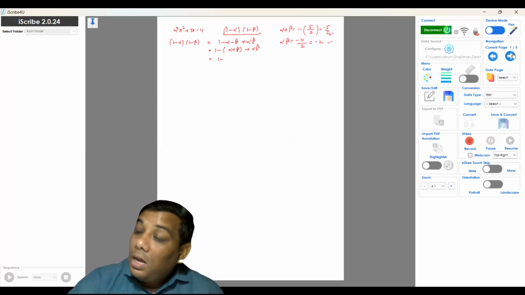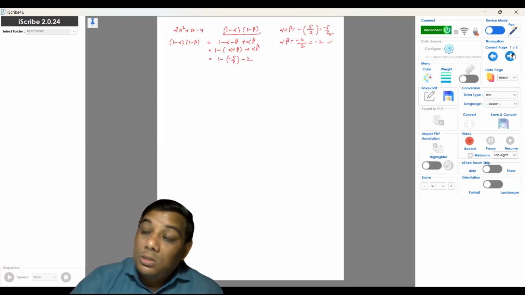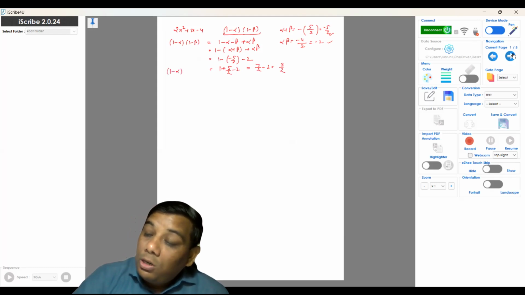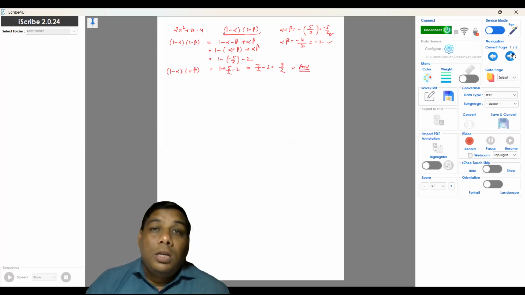Now replace all these values. 1 minus alpha plus beta is minus 5 by 2. Alpha into beta is minus 2. Then 1 plus 5 by 2 minus 2. Now it will become 7 by 2 minus 2. This is 3 by 2. Means the product of 1 minus alpha into 1 minus beta will become 3 by 2.